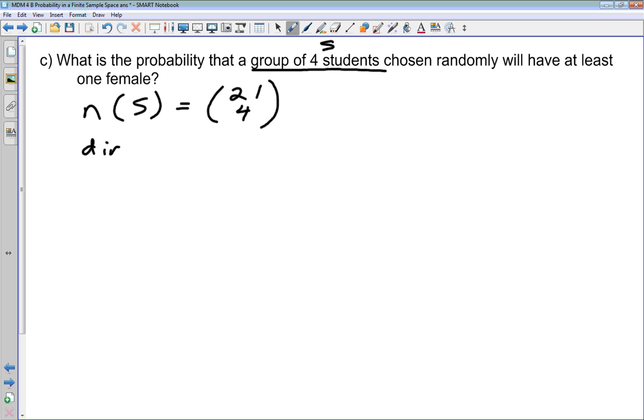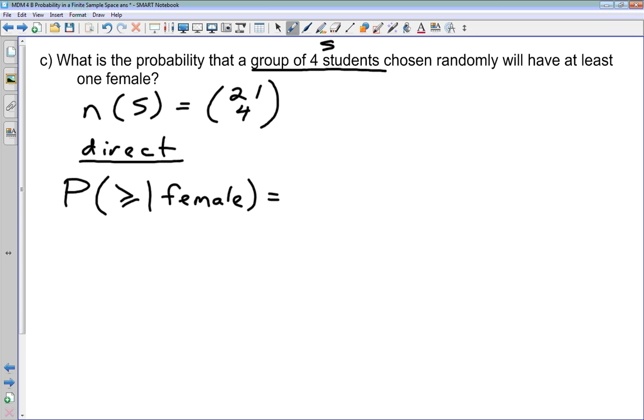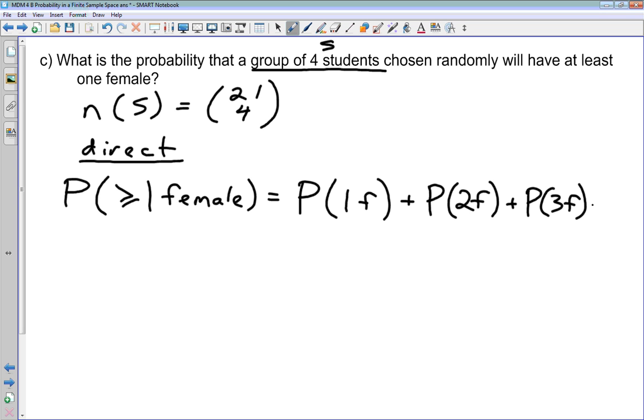So this leads us to what is called the direct way of calculating this. So if we want the probability that there is going to be greater than or equal to 1 female, we can calculate the probability of there being 1 female, and I'm going to shorten that up, I'm just going to write 1F, plus the probability of having 2 females plus the probability of having 3 females plus the probability of having 4 females, or all females.